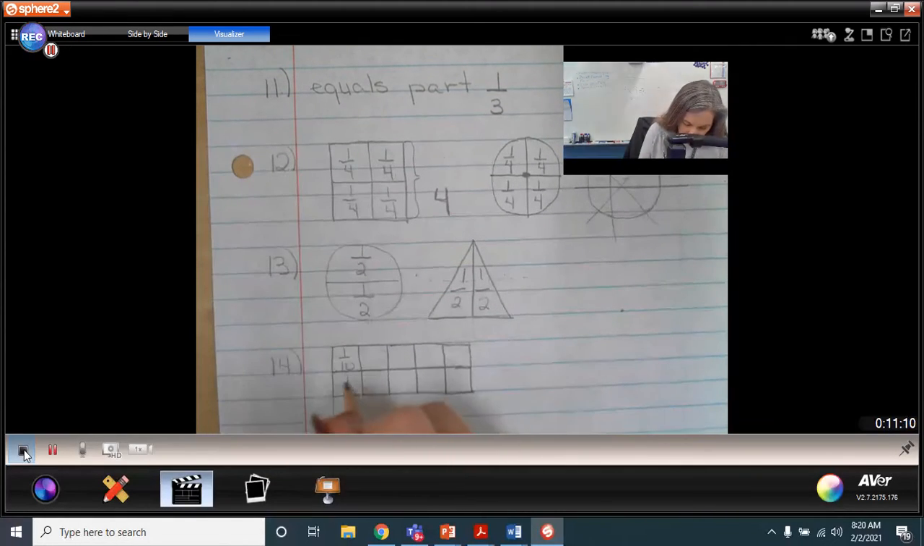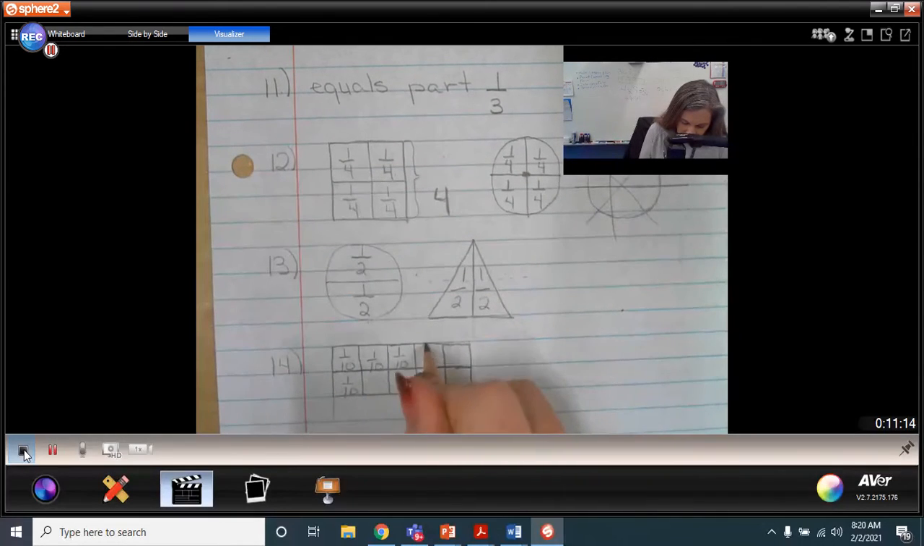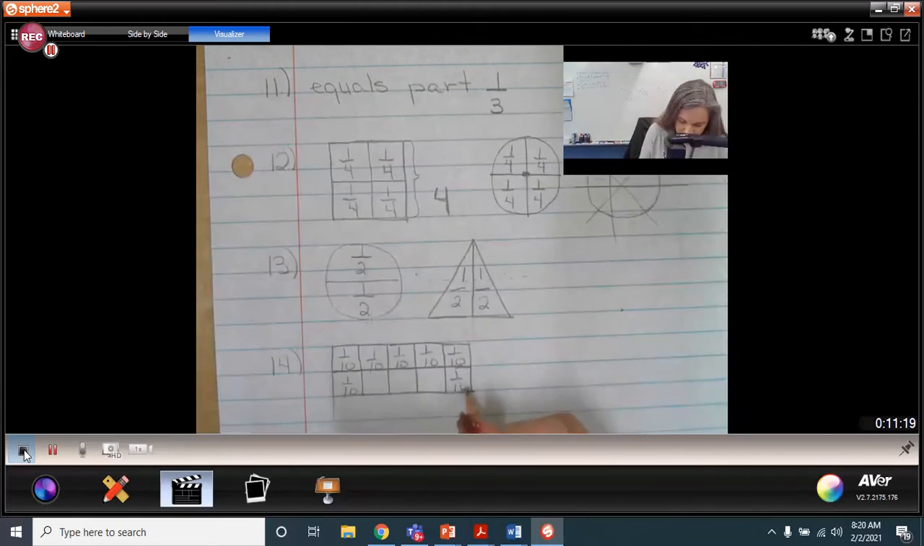So now we can go through and label, and please be sure to go back and label each of these pieces with a tenth.